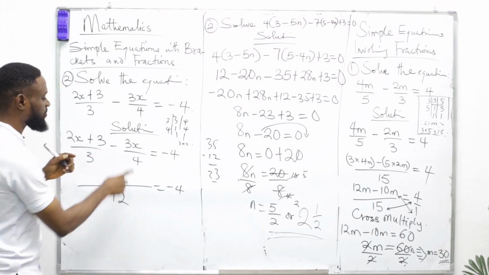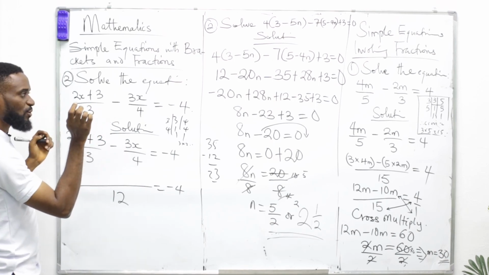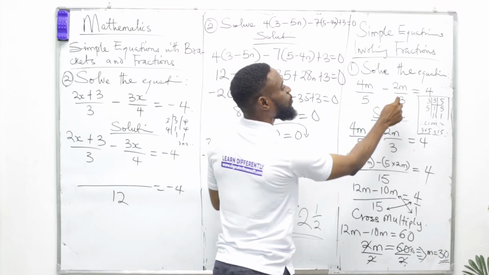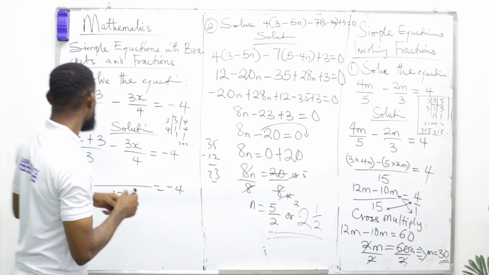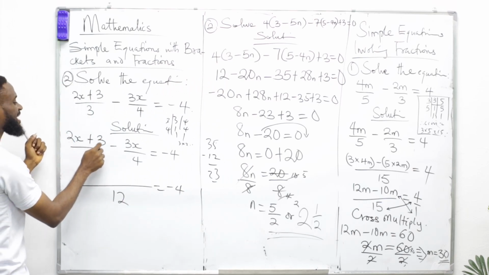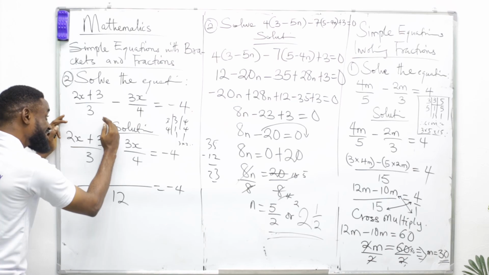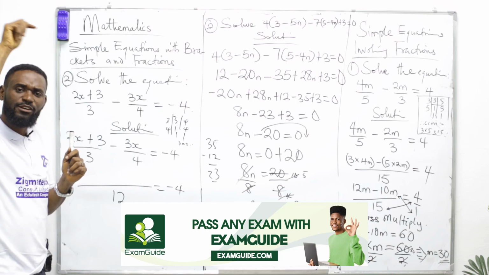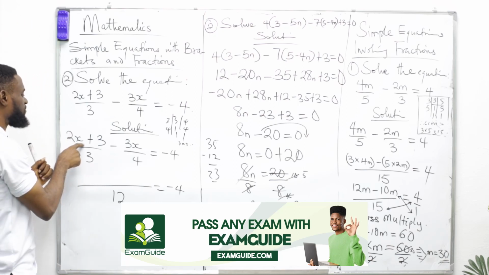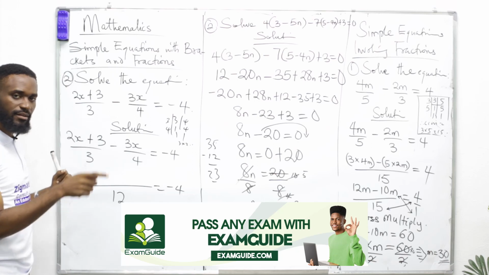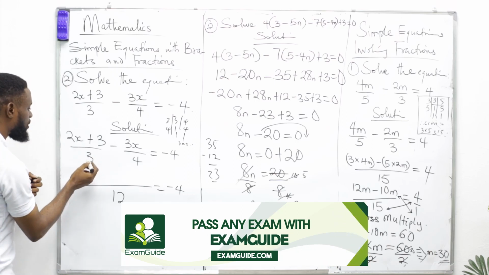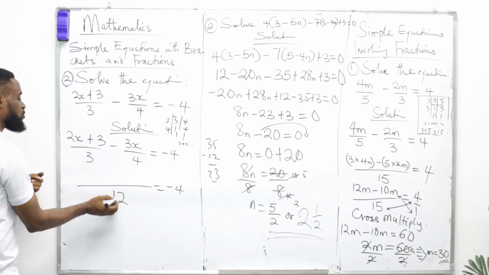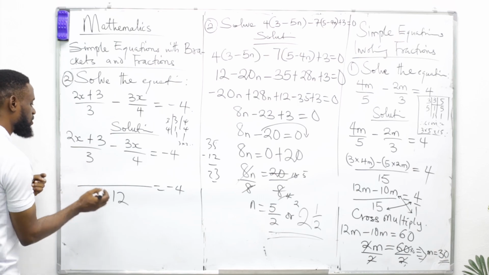Why is the numerator of this fraction 3x? When we were here, the numerator of this fraction was 4m and the numerator here was 3m. So even if we have, let's say, 2x plus 3 plus y plus 8 plus 9 in this same fraction, those expressions are the numerator. So the numerator of this particular fraction is 2x plus 3. Do you get the point now? So we divide the LCM by the denominator. That is 12 divided by 3, which will give us 4.